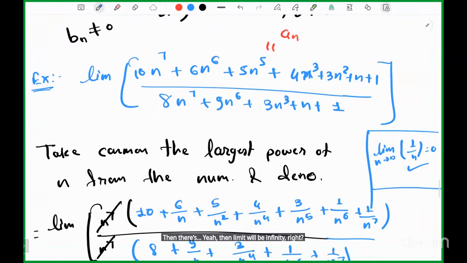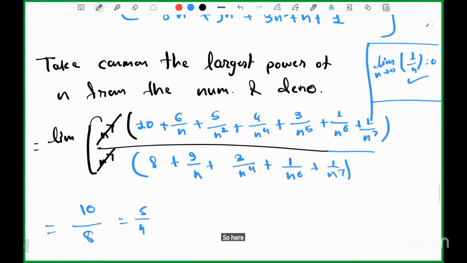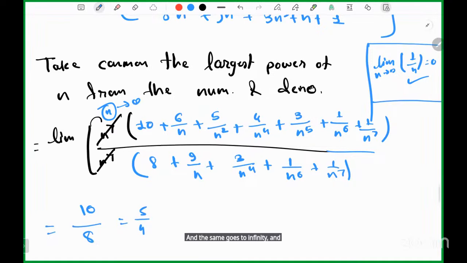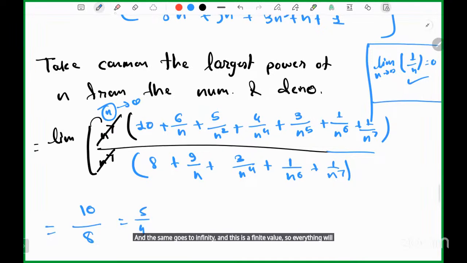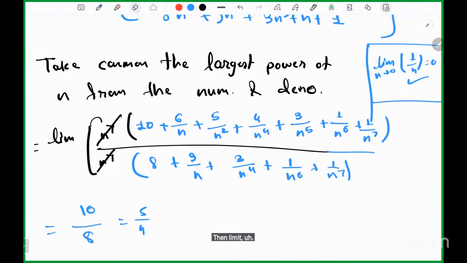Because in the numerator you have a larger power. So as n goes to infinity, the numerator will take care that everything goes to infinity. After doing all these things, you will get some remaining n, and this n goes to infinity and this is a finite value. So everything will go to infinity. So if the degree of the numerator is bigger, then the limit of the sequence will be infinity. And if the degree is smaller, then that limit will be 0.